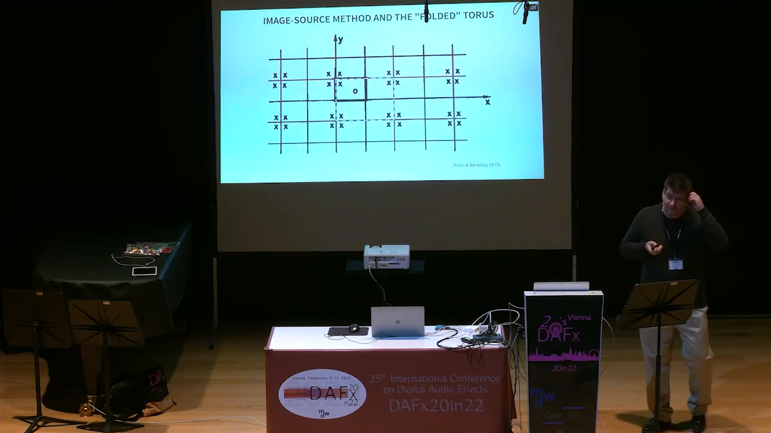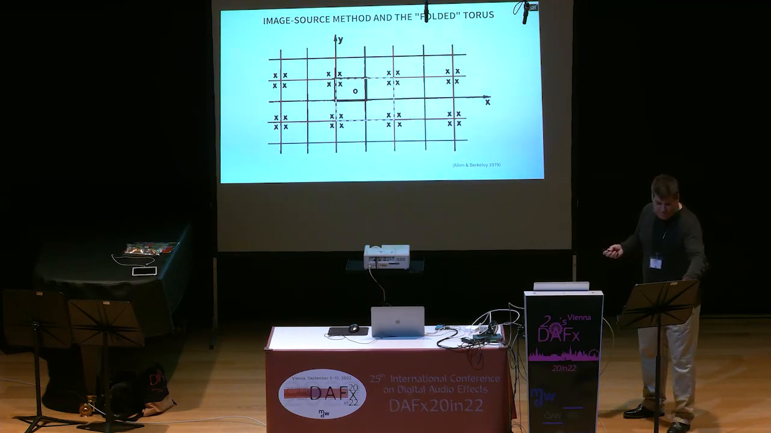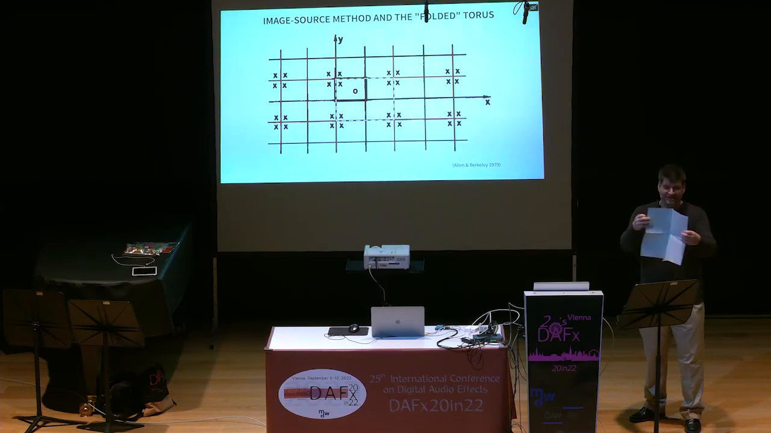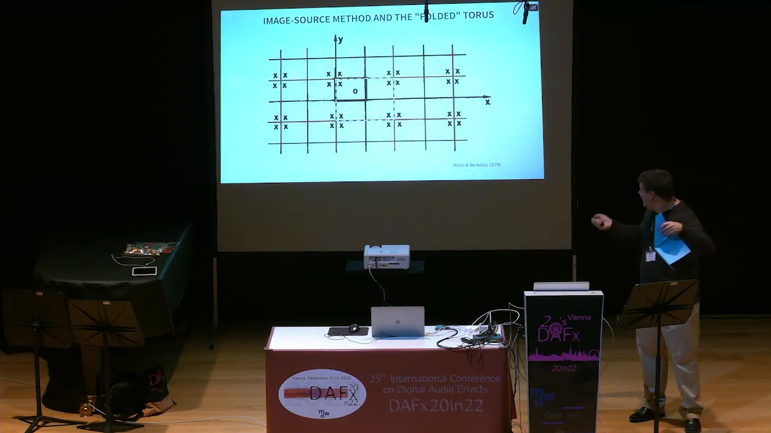This is a folded torus. Why is this a folded torus? Well, again, we have an actual internal structure here. We have an extra reflection here, and we have an extra reflection here. So the thing I did with my origami torus here is exactly what's happening with room reflections.